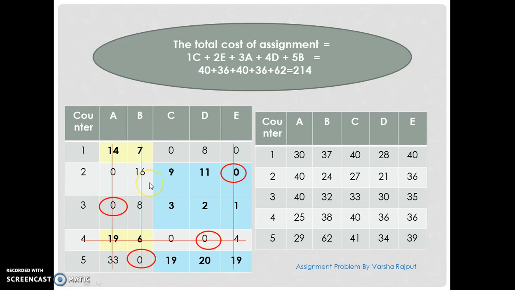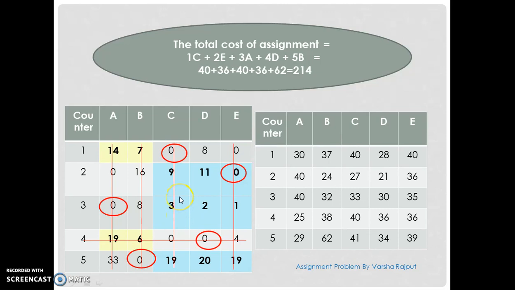First and second are already striked out. In the third column, this single zero is left now. So encircle that, and it is in the first row. So strike out the first row. So now all zeros are either encircled or striked out. So how many zeros are there? 1, 2, 3, 4, 5. So 5 zeros are encircled and it is equal to the order of the matrix. So the optimal condition is reached.